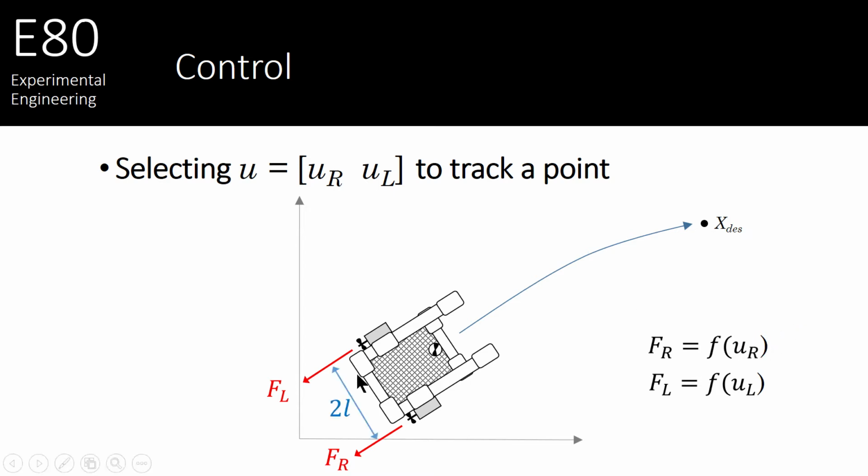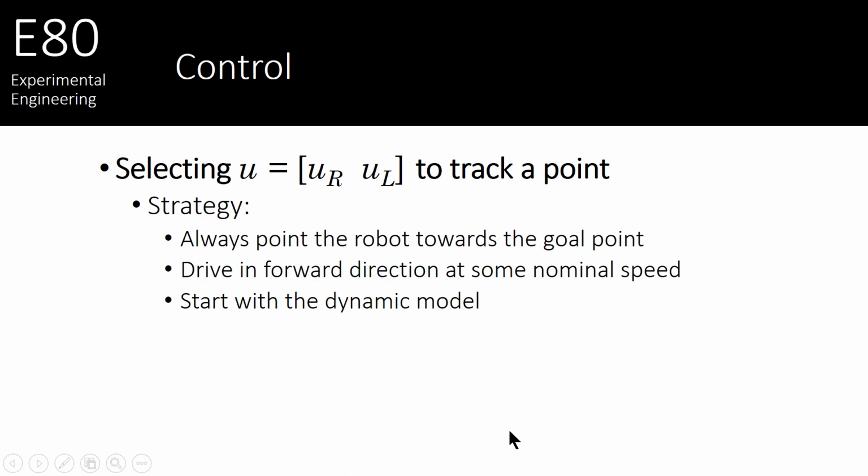One final thing we'll note is that there's a difference of 2L between these motors, or 1L from the center point of the robot to the motor. We're going to need that for geometry. So to recap, what we want to do is pick the control signals we send to the robots, UR and UL, so that we can move to some desired XY position. Our strategy is going to always point the robot towards that XY position that we want to move to. And we're going to drive in the forward direction at some nominal speed to that point.